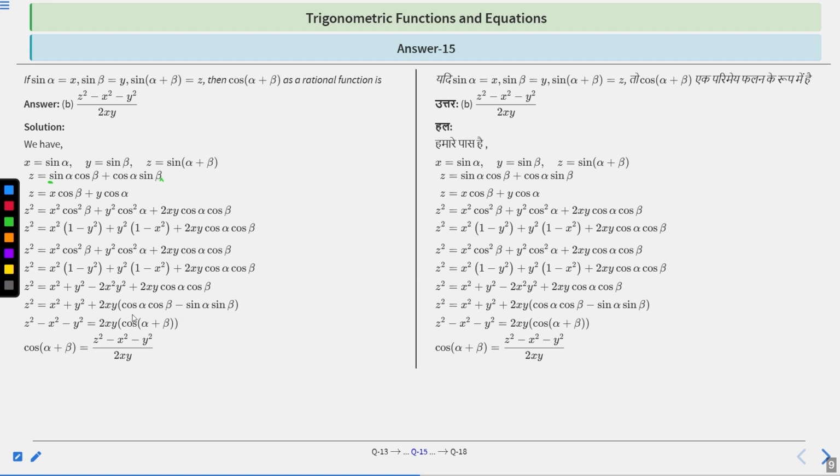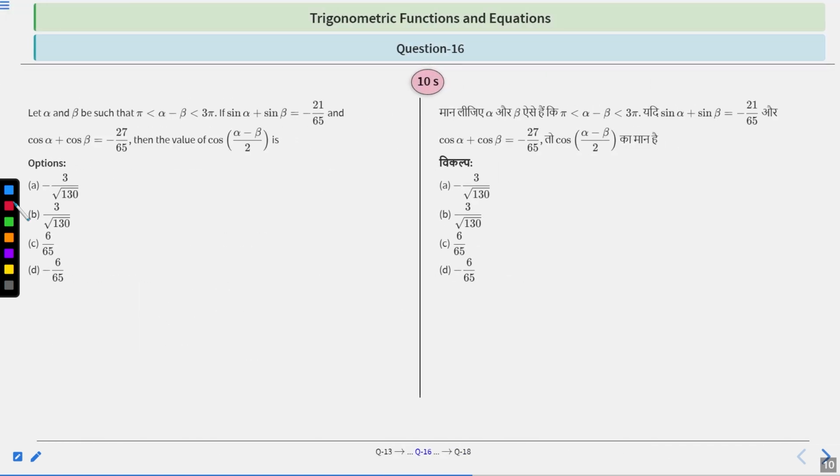Clear? You can easily conclude. Therefore, z square minus x square minus y square will be equal to 2xy cos(alpha plus beta), right? Now, since we have to find cos(alpha plus beta), therefore, cos(alpha plus beta) will be equal to z square minus x square minus y square upon 2xy. 2xy will go in the denominator, right? Clear? Therefore, option B is the right choice: z square minus x square minus y square upon 2xy. Got it?